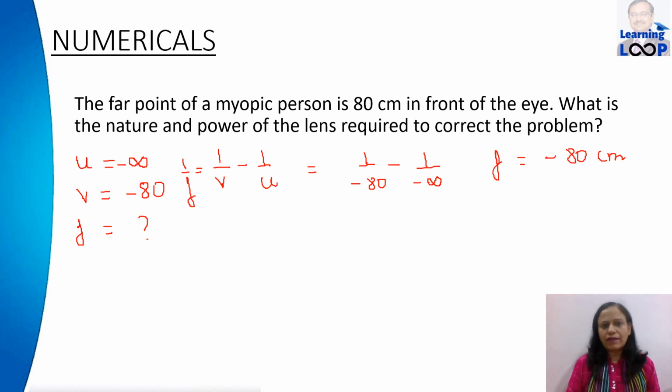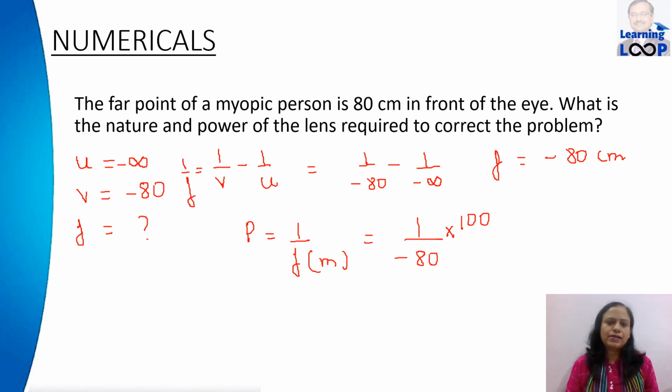Once you know the focal length, you can very easily calculate the power. What is power? Power is 1 upon focal length, but you have to be careful. The value has to be in meters. So it's 1 upon minus 80 centimeters, and we have to divide it by 100 to convert it to meters. So I am multiplying it by 100 here since 80 is in the denominator. If I divide it by 100, it goes to the numerator. And the power that you will get is minus 1.25 diopter. So the negative sign here tells you the nature of the lens. It is going to be a concave lens.